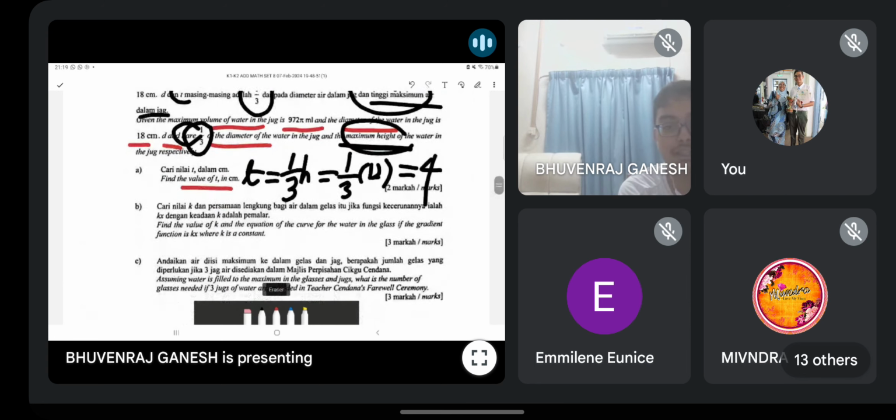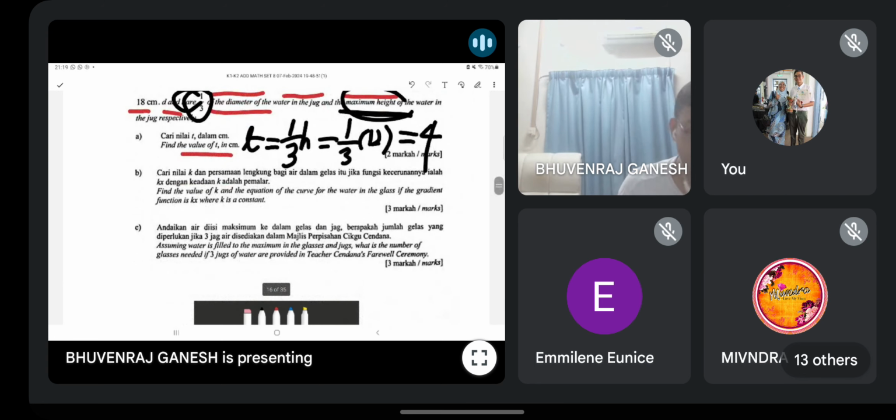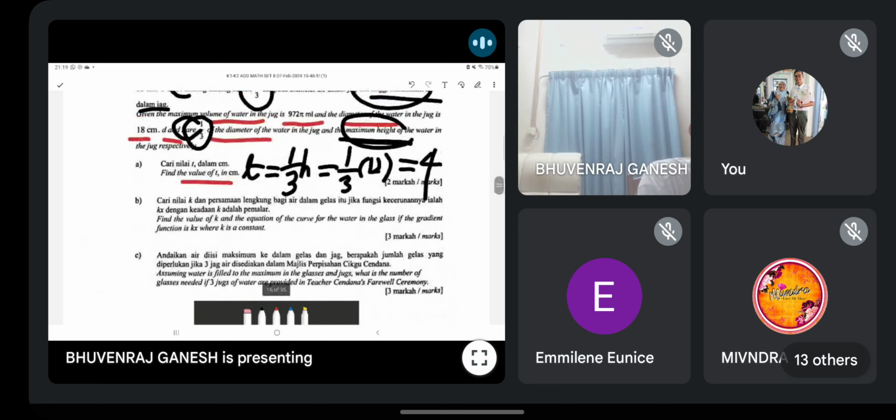Okay, clear for question 14A? I think there should be no problem for 14A. So now, for B, they ask us to find the value of K, an equation of the curve. Okay, gradient function, guys. Can you all tell me, the gradient function, what's the symbol again?